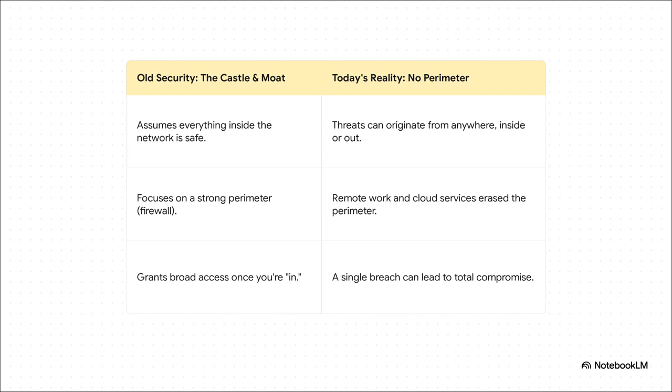On the left here, you see the old way of thinking. Build a strong perimeter, and anyone who gets inside is trusted. Simple. But look at the right. That's today's reality. With cloud services, remote work, and all our personal devices connecting from everywhere, well, there is no inside anymore. That perimeter has basically vanished, which makes the old way of doing things dangerously outdated.